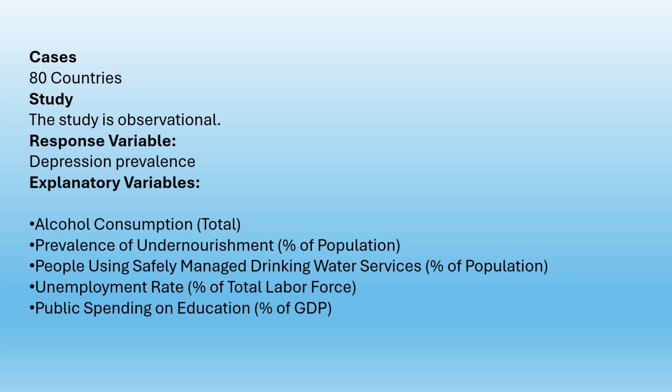For this study, our cases are countries, and there are 80 of them. The study is observational. The response variable is depression prevalence, which I'll sometimes refer to as rate. And the explanatory variables are alcohol consumption total, which is a percentage of the population as expressed by the GDP, and then prevalence of undernourishment, a percentage of population, people using safely managed drinking water services as a percentage of population, unemployment rate as a percentage of the total labor force, and the public spending on education as a percentage of GDP.